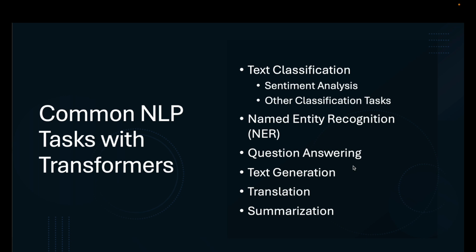So first, text classification. Text classification involves assigning a label or category to a given text. It's one of the most common NLP tasks and can be used for sentiment analysis, spam detection, topic categorization, etc.